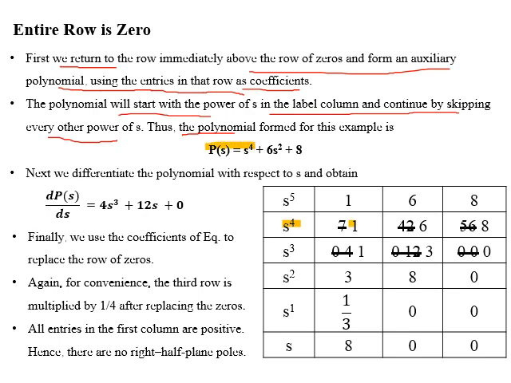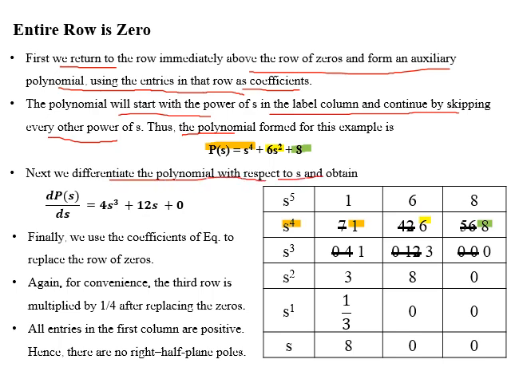first element of the row, which is 1. Now second coefficient will be 6 and we will skip every other power of s, so the term will be 6s^2 and last term will be 8. So P of s will be our auxiliary polynomial.